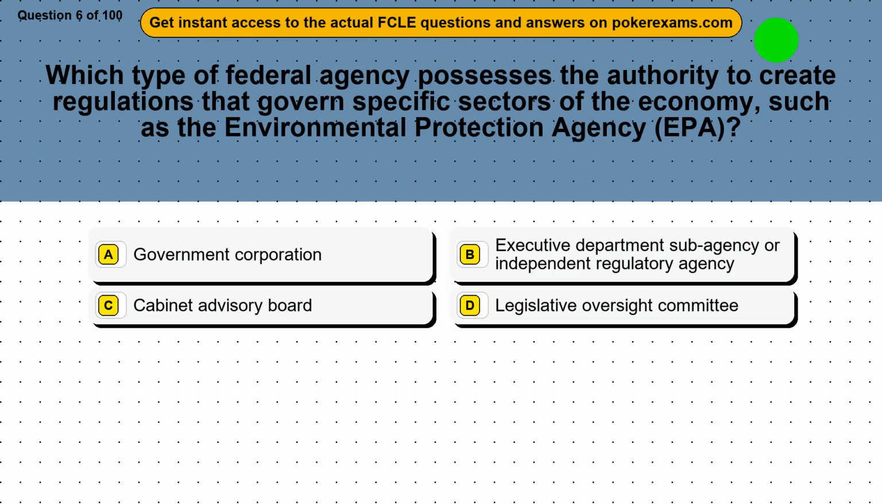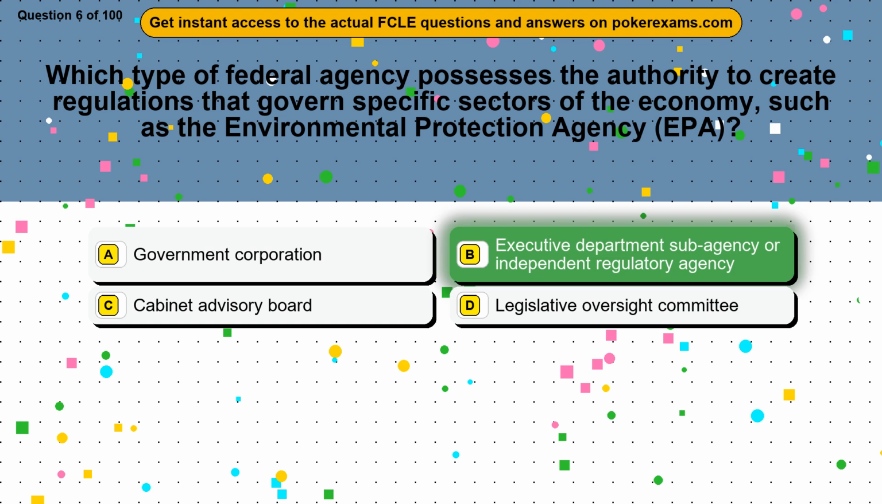Question 6. Which type of federal agency possesses the authority to create regulations that govern specific sectors of the economy, such as the Environmental Protection Agency, EPA? Option A. Government corporation. Option B. Executive Department subagency or independent regulatory agency. Option C. Cabinet Advisory Board. Option D. Legislative Oversight Committee. The correct answer is option B.